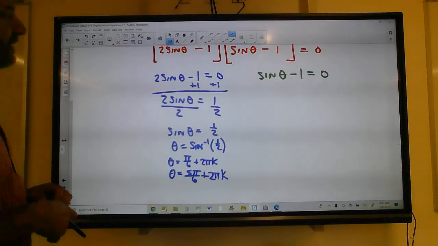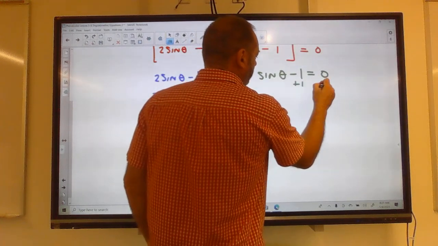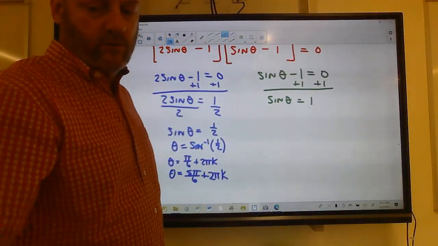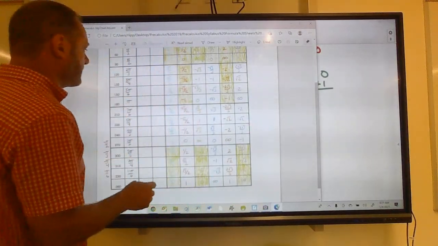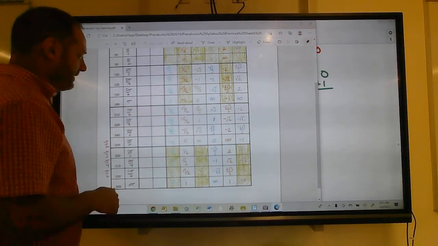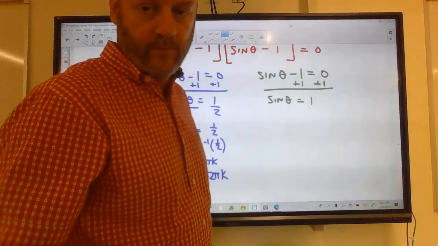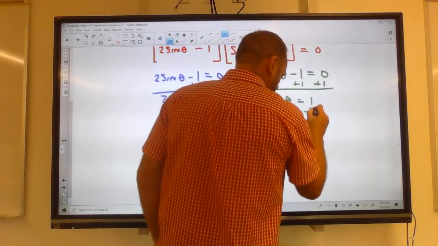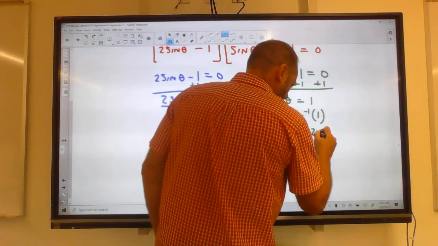All right, now let's solve the other one. With this one, we're going to add 1 to both sides, and we get sine theta is 1. So we'll consult our chart again because we're going to arc sine that. Where is the sine of theta equal to 1? At pi over 2. And that's it. So when we arc sine this, we're going to get theta equals pi over 2 plus 2 pi k.